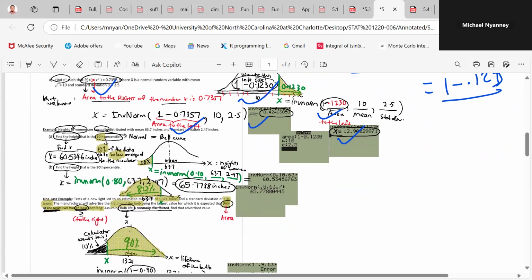Okay, so let's check this. We have the height of women normally distributed. The mean is 63 inches and the standard deviation is this. We want to find the height. So this is the value we are finding, not the probability. We want to find the height that is the 10th percentile.